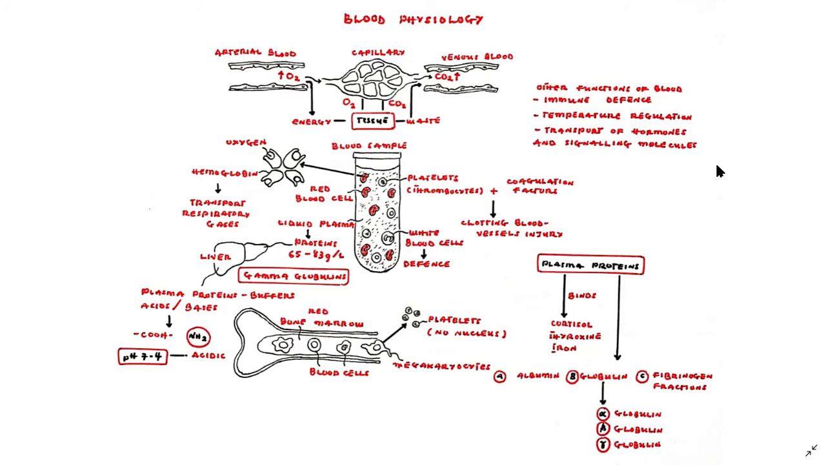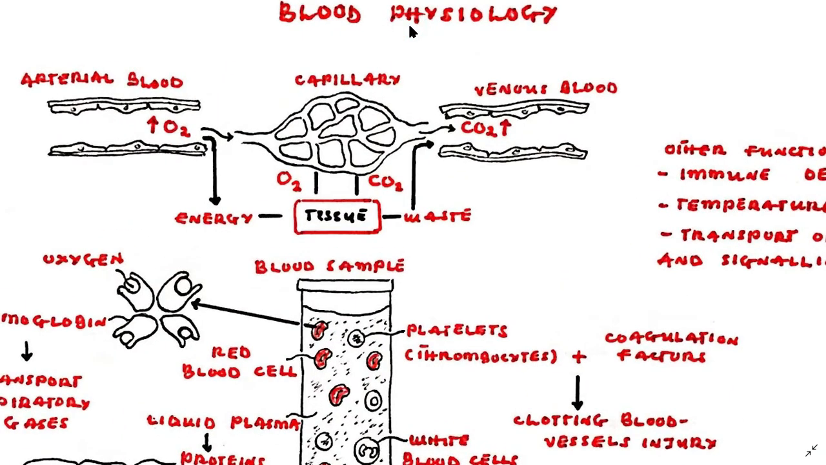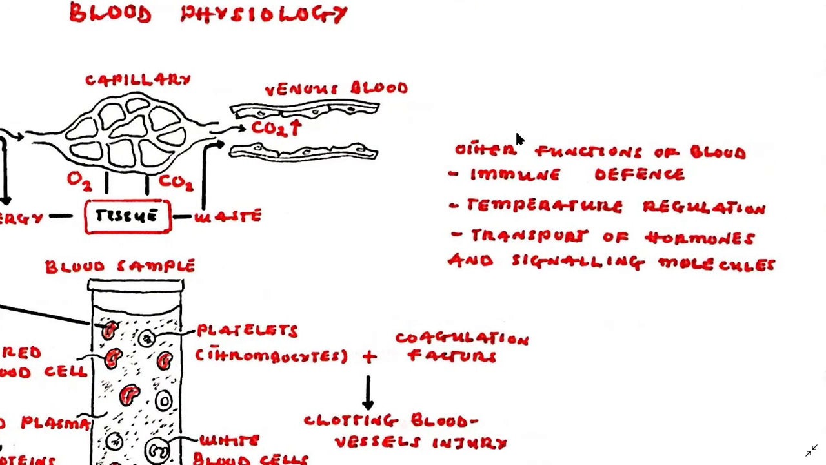Hi, this is a video about the physiology of blood. The primary function of blood is to deliver oxygen and energy to tissues and remove carbon dioxide and waste products. It is also important for the defense and the immune systems, as well as regulation of temperature and the transport of hormones and signaling molecules between tissues.